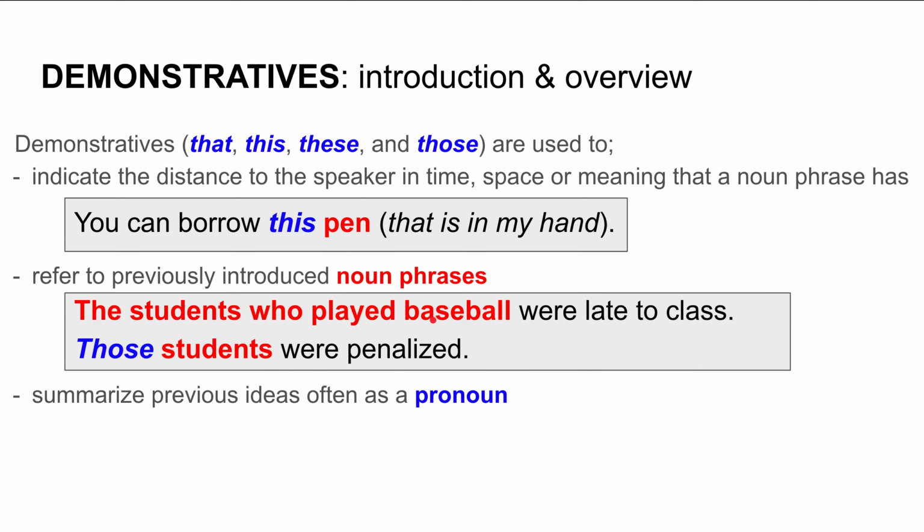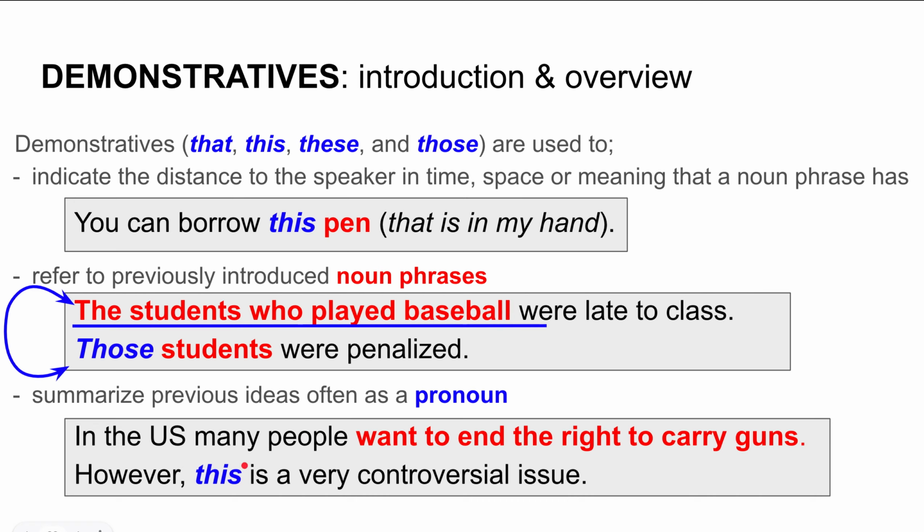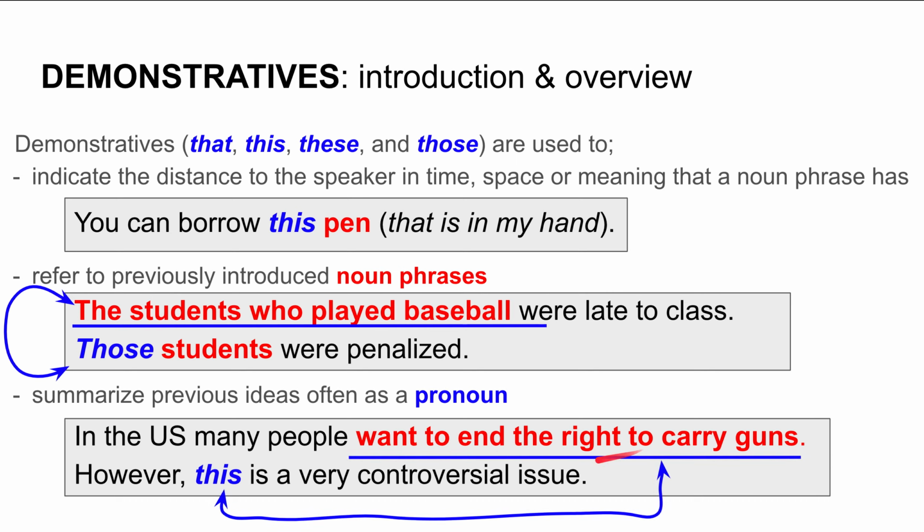Again, the students who played baseball were late to class. Those students, which students? The students who played baseball. Okay, those students were penalized. And lastly, it can be used to summarize previous ideas. These are often as a pronoun. So in the U.S., many people want to end the right to carry guns. However, what is this? The want to end the right to carry guns. This is a very controversial issue.